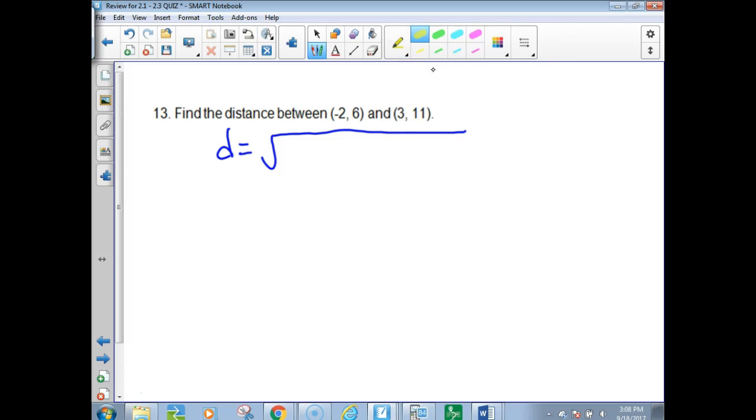Okay, so little reminder. The x's are the first numbers. You want to subtract them. The y's are the second numbers. You want to subtract them. You might not like it when you get negatives. Here's what we're going to do. The formula says x2 minus x1 quantity squared plus y2 minus y1 quantity squared, and then take the square root.